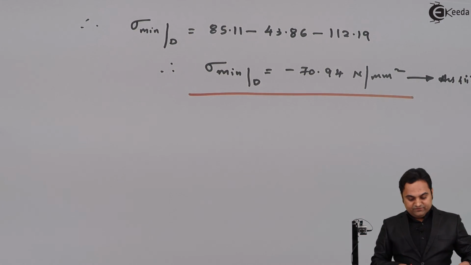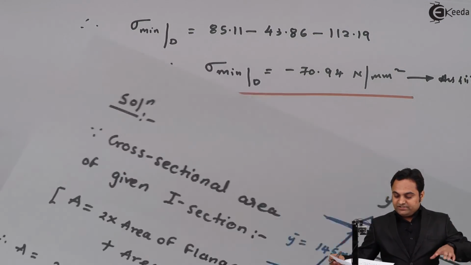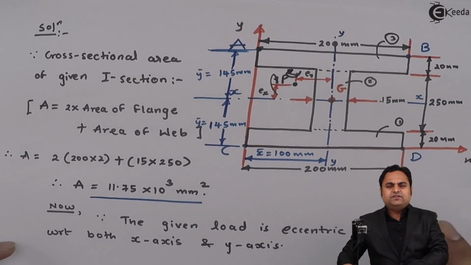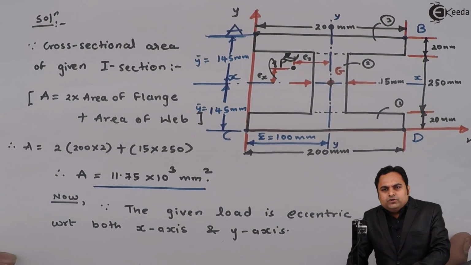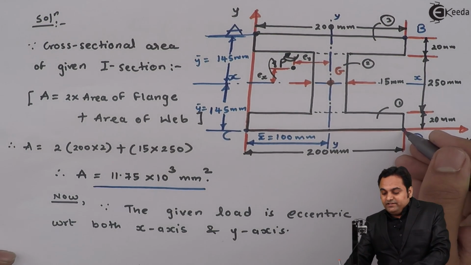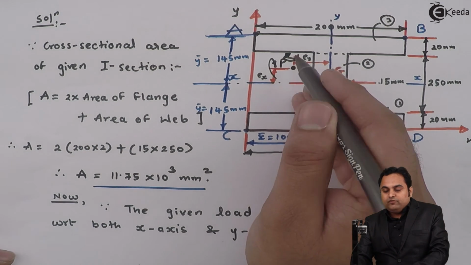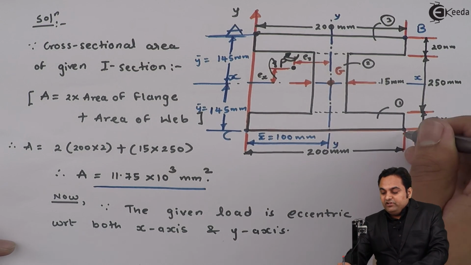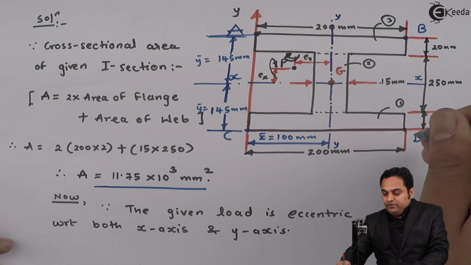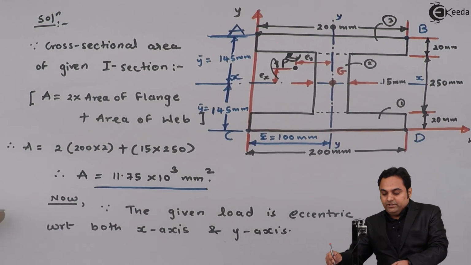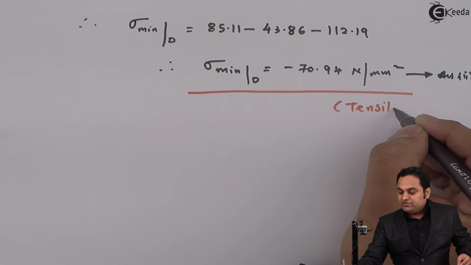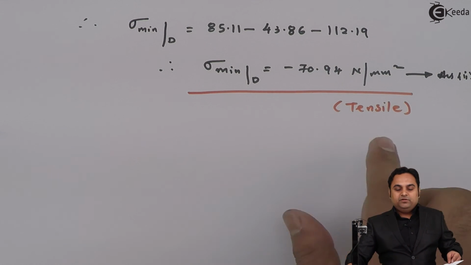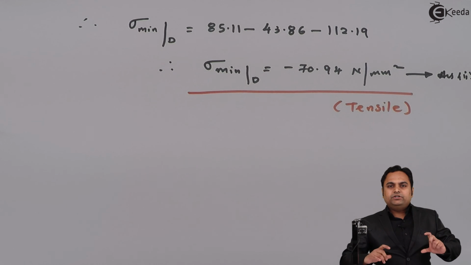And as I have told just now, this is the first chapter in which we are taking the compressive stress as positive. Here my answer is negative. It means because of the action of all the load, point D will be lifted. It means there is tension at point D. So here the answer is negative. It means the nature of stress is tensile, which is the minimum stress, and because of that point D gets lifted.